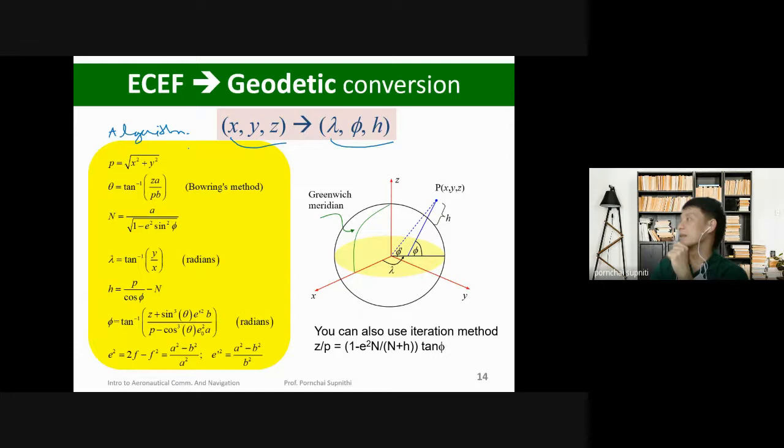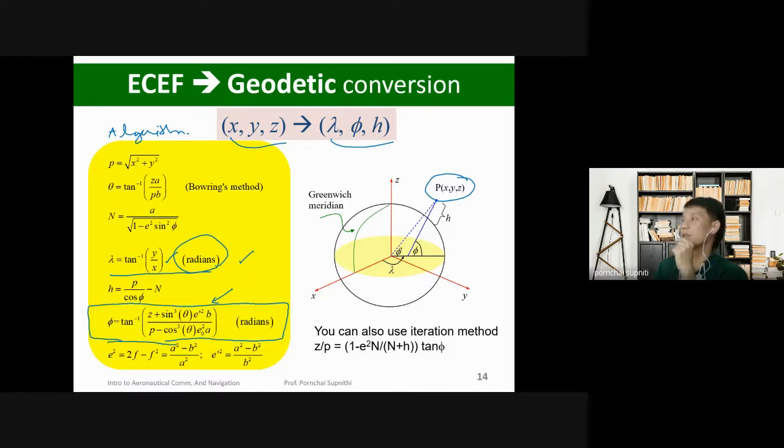So basically, if we know x, y, z, first we can compute lambda. Lambda is just the arctangent between y and x, okay, in radians. And phi, or latitude, is a bit difficult, a bit complicated.